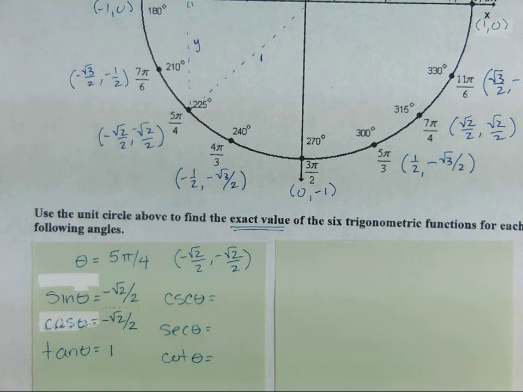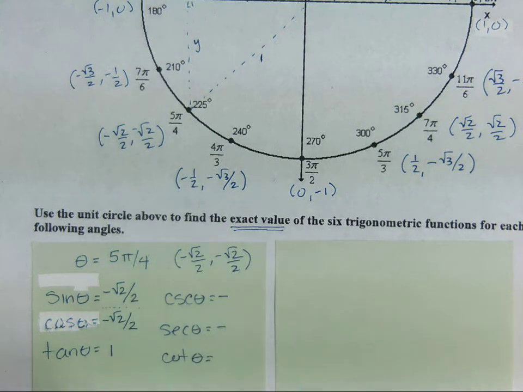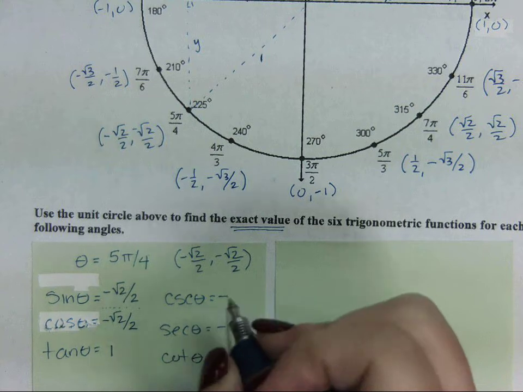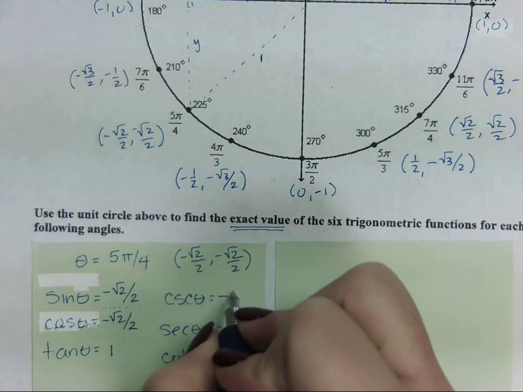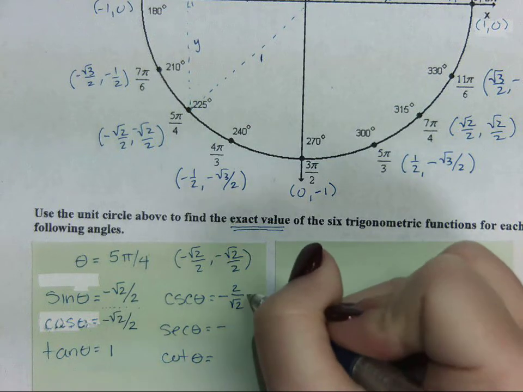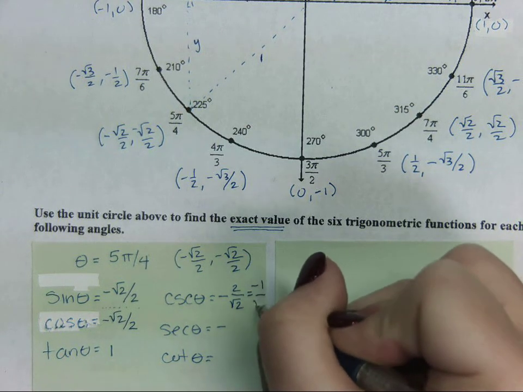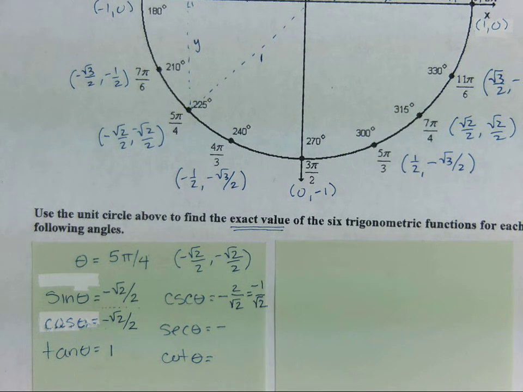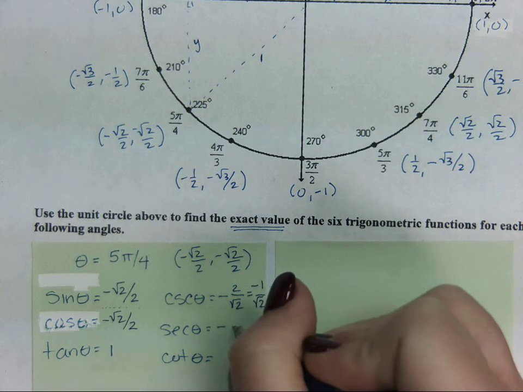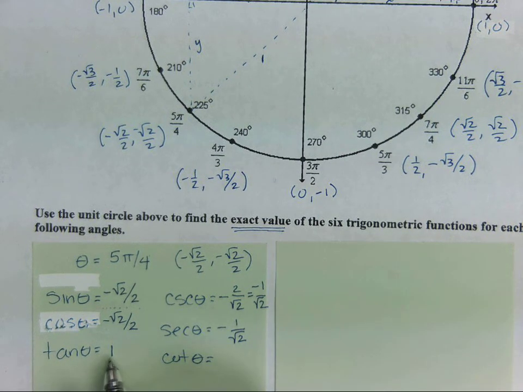Now when I change this to cosecant, when I write the reciprocal, the signs need to stay the same. But when I take this value and write the reciprocal of it, I'm going to end up with a radical in the denominator, which I'm not allowed to have. So I need to rationalize that, and that's going to give me a negative 1 over the square root of 2. Same thing for this one. Rationalizing is going to give me a negative 1 over root 2. The reciprocal of 1 is just 1.